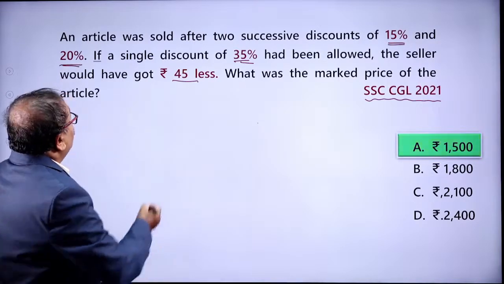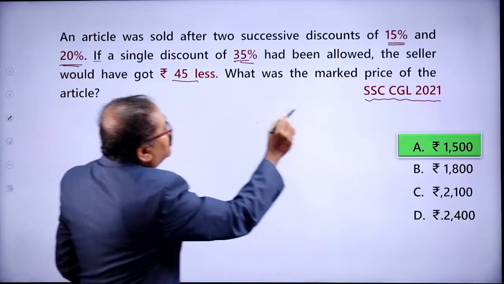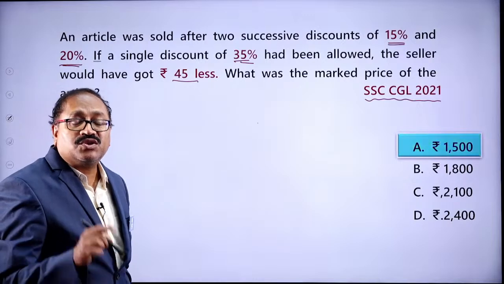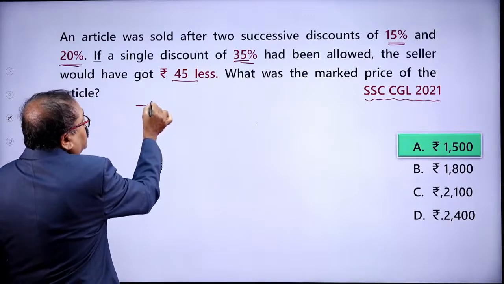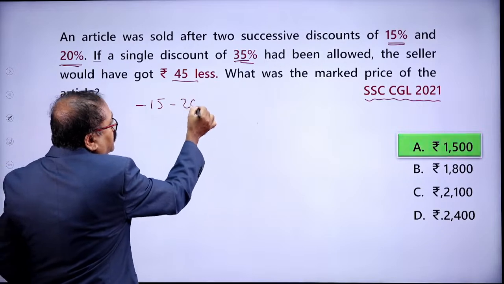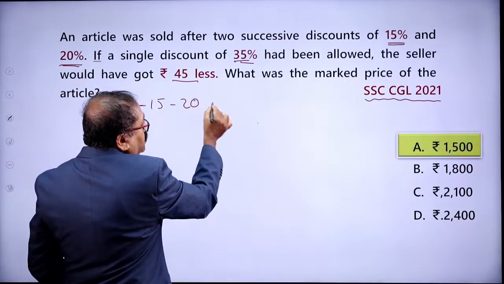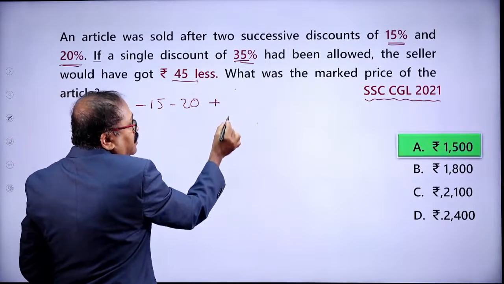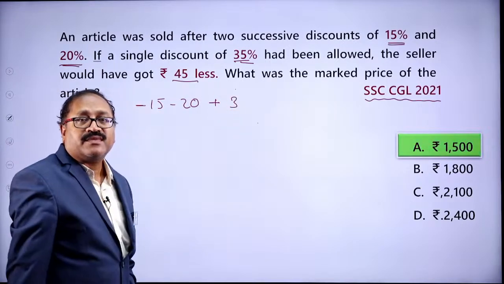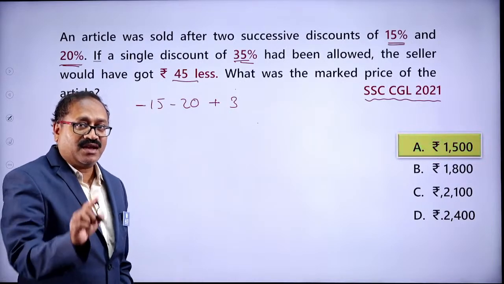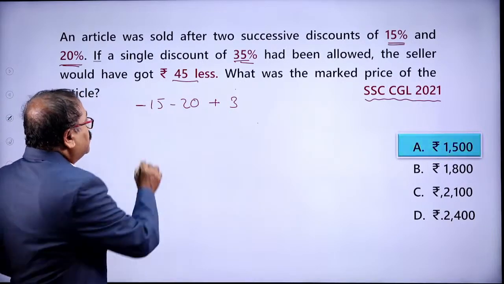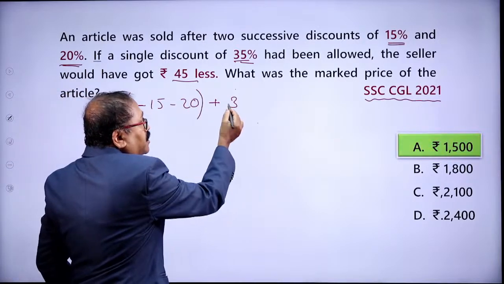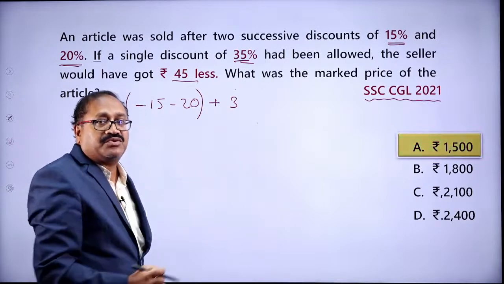Now, we already know that there are 2 successive discounts of 15% and 20%. So what will be the overall discount? Minus 15, minus 20, and minus times minus is plus: 15 into 20 is 300, and 300 by 100 is 3. We are learning from Sumit now; he answered the question first. So here there is a discount of 35% and the plus 3 means 3% will reduce.